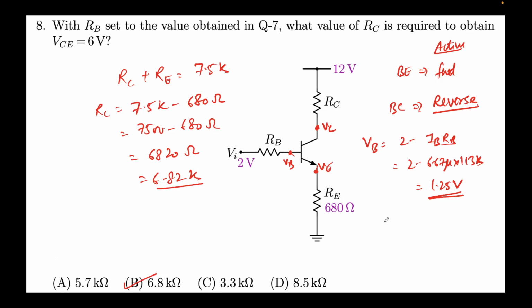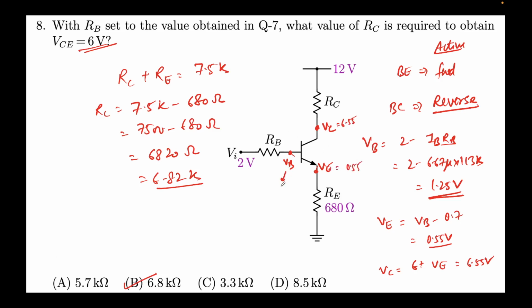And then VE will simply come out to be VB minus 0.7, because there's a 0.7 drop here. So this will come out to be 0.55 volts. And VC is nothing but 6 plus VE. Why? Because VCE was given as 6. So VC is 6 volts above VE. That's what I've written here. This is coming out to be 6.55 volts. So this is 6.55, this is 0.55.